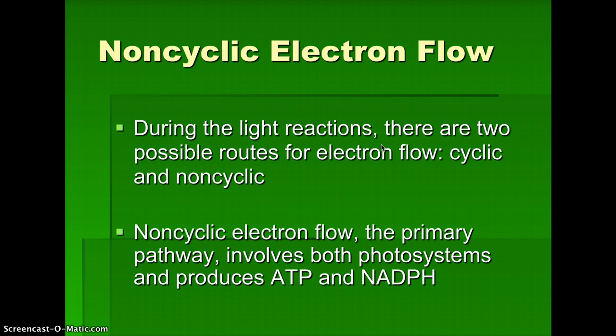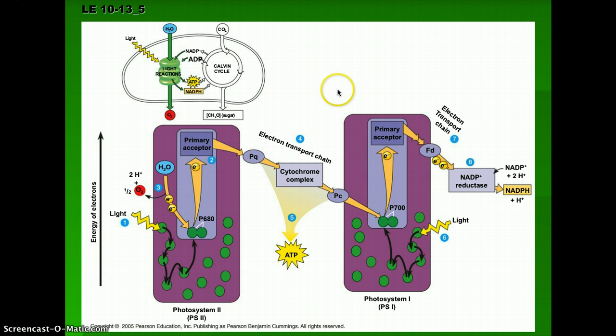So in the electron flow during the light reactions, there are two possible routes for electrons, the cyclic or non-cyclic. We're going to look at this non-cyclic electron flow in which the primary pathway involves both photosystems to produce that ATP and NADPH molecule. And if we look here, you can see it. So this is a basic diagram of where we have water coming in. Water is going to split to generate oxygen gas. We're also going to generate hydrogen ions.